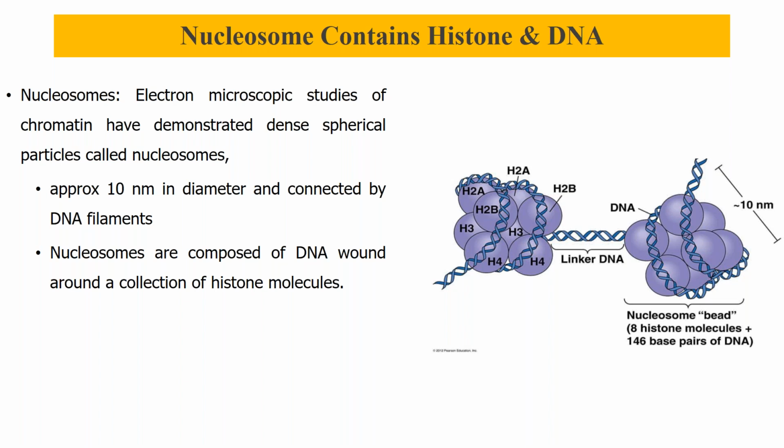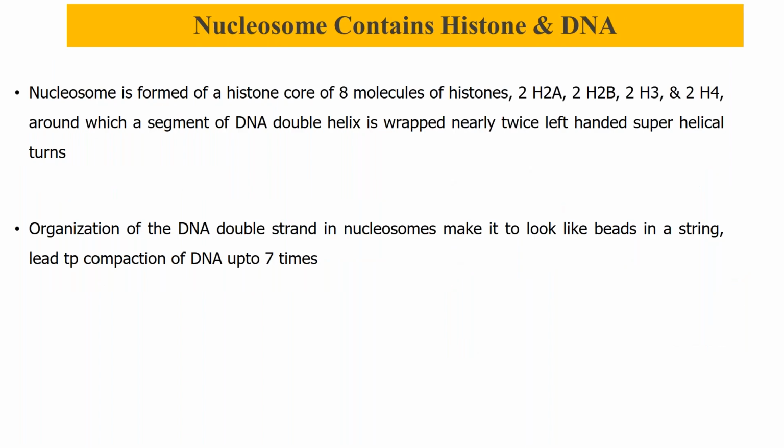Then spherical particle of chromatin is the nucleosome. Nucleosome is formed of a histone core of 8 molecules of histones H2A, H2B, H3, H4 in pairs, around which segment of DNA double helix is wrapped nearly twice, left-handed superhelical turn, and organization of DNA double strand in nucleosome makes it look like beads in a string-like look, and they lead to compaction of DNA up to 7 times.